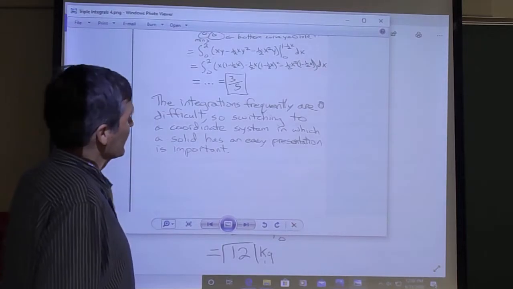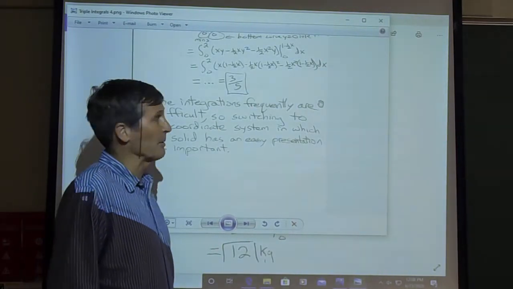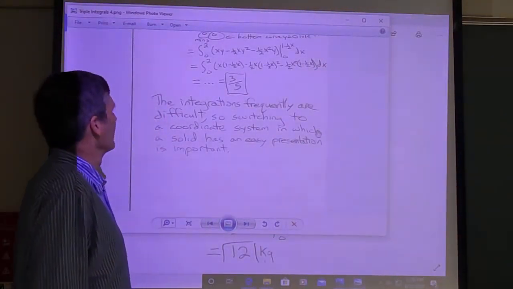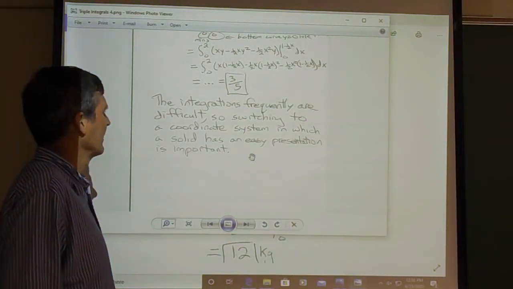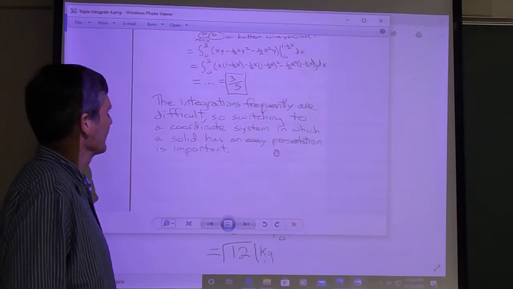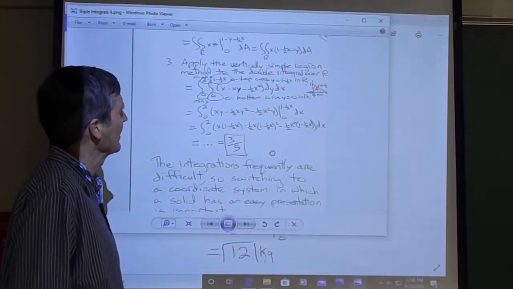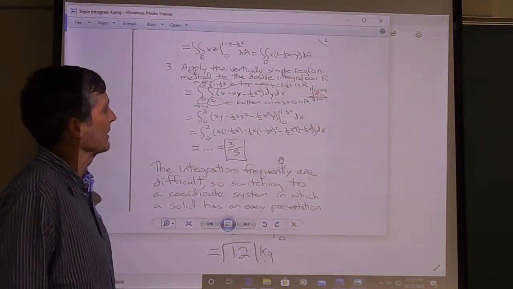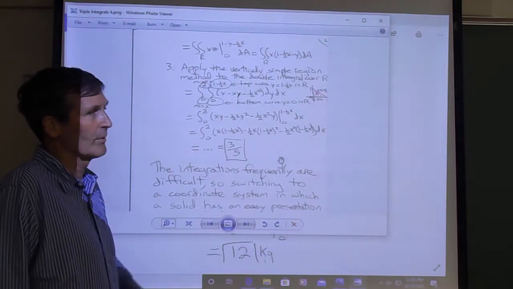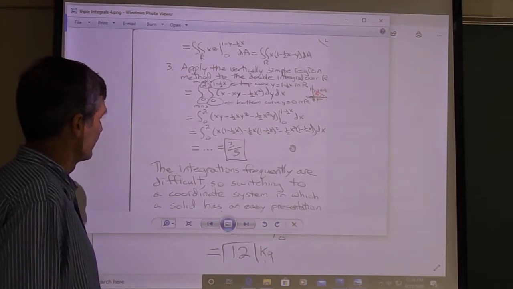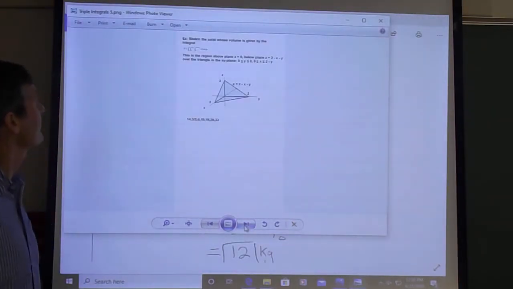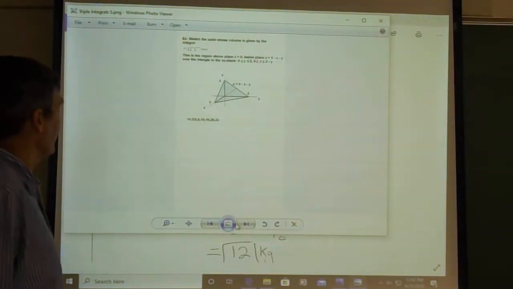You can see even for these simple polynomials, these things can get complicated. So switching to a coordinate system in which the solid has an easy presentation is actually important in some of these things. Sometimes you can get these quite complicated. If it's got a radial symmetry, you might go to polar coordinates. We're going to do that next time. Well, here's one last picture here.